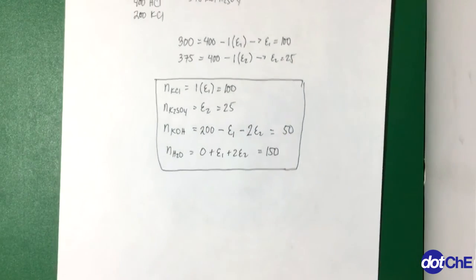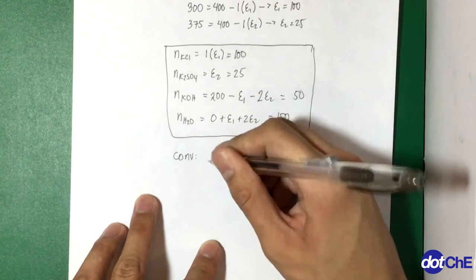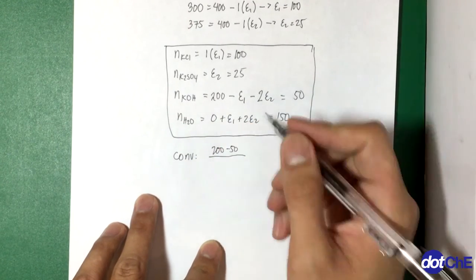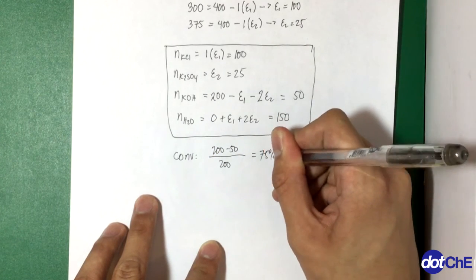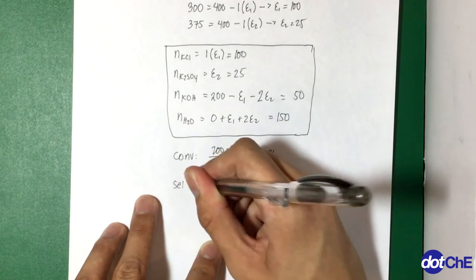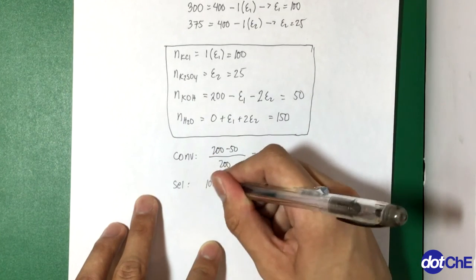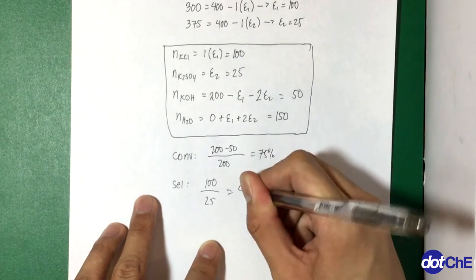Next, we are asked to determine the percent conversion. So it's a basic plug and play. Conversion is basically 200 minus 50, over 200, which is 75%. Then we use selectivity, which is 100 over 25, because it's KCl over K2SO4, which is 4.